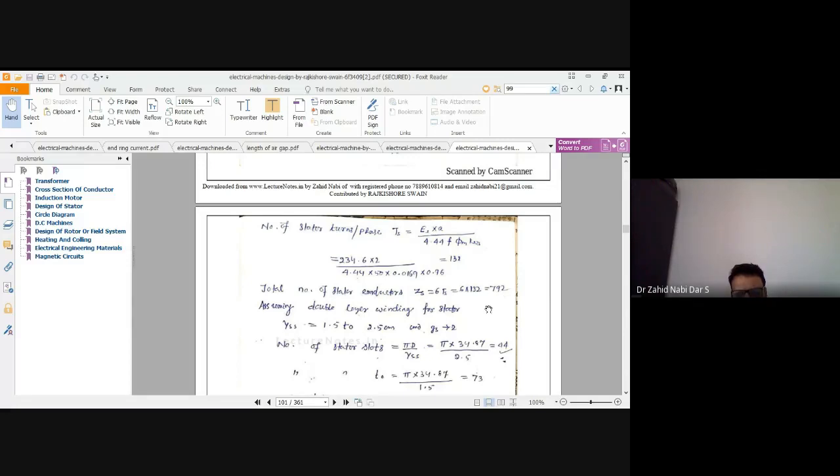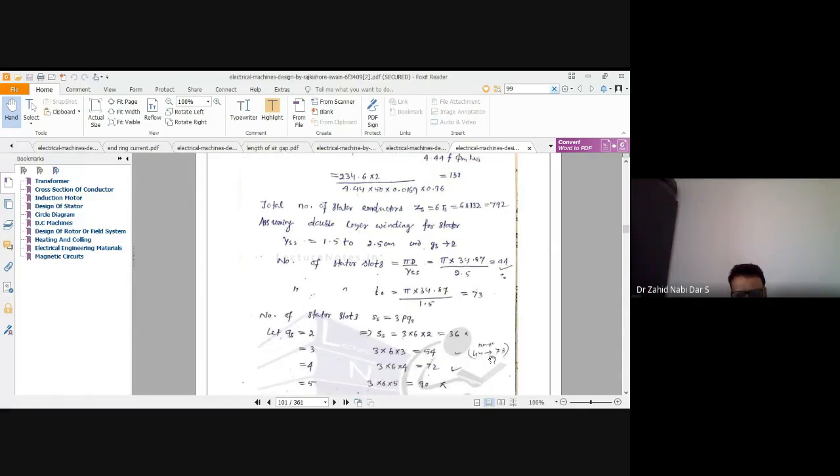Accordingly, you will substitute the values in the number of stator slots formula. The number of stator slots Q will always be greater than 2. It cannot be less than 2. It can be greater than or equal to 2, but cannot be less. So the first value I will put is 3, because for 3 phase, and number of poles 6.